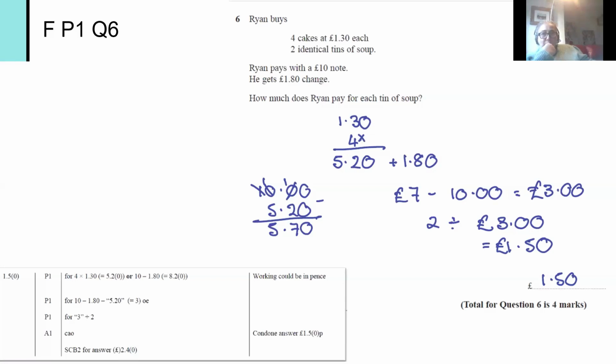So we've got Ryan buying 4 cakes and 2 identical tins of soup. The correct answer was £1.50. Just going to move you out of the way. And they've got the correct answer on the answer line. What is interesting, and the reason I chose this, is if you're aware of the correct answer through incorrect working, some of the things that were condoned, i.e. allowed.